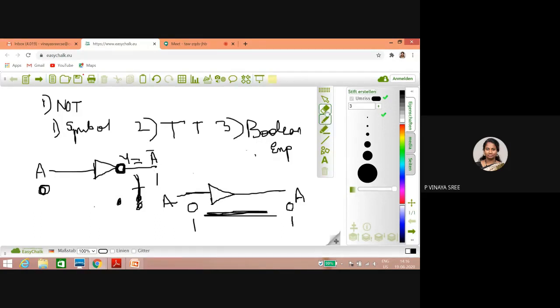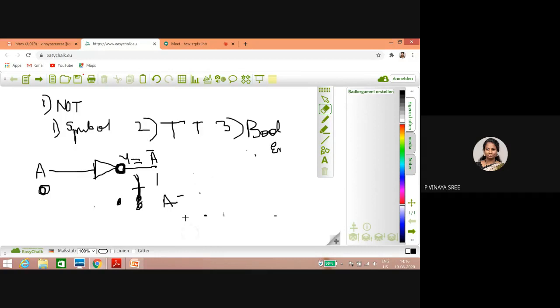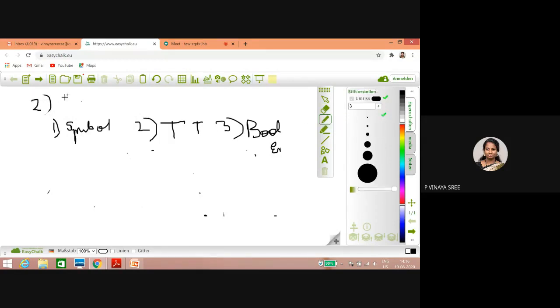Now let me go for the second gate. This is the second one among the basic gates. What is the Boolean expression for NOT? The Boolean expression is Y equals A dash. Y equals A dash is your Boolean expression. You can even write it like this also.